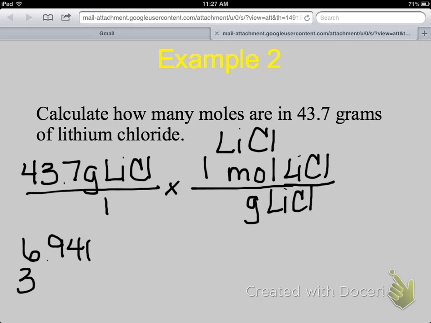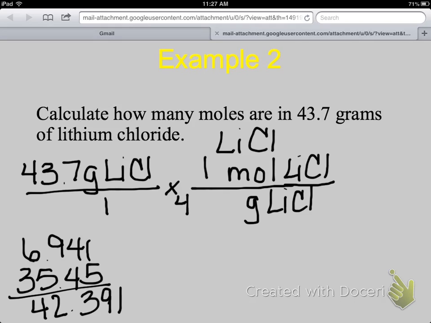Mass of chlorine, 35.45. So when I add those two, I'm going to get 42.391. Okay, so if you didn't want to show that work for calculating your molar mass, that's fine. Just wanted to show you where I got those numbers from.